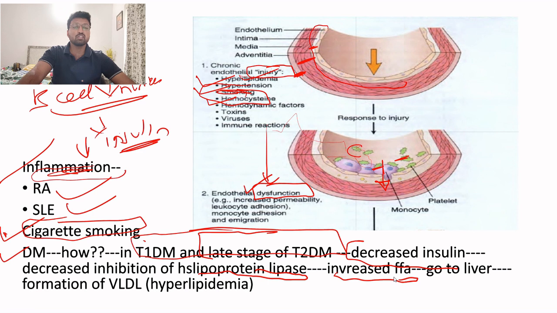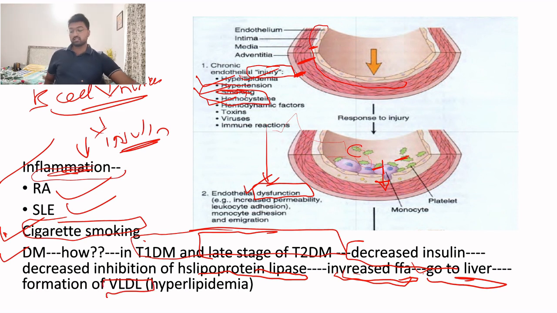Function of lipase. What is the function of lipase? Lipase, the function is to break down triglycerides into free fatty acids. So when there is an increase in the activity of lipoprotein lipase, there is an increase in the production of free fatty acids. Where will these free fatty acids go? They will go to the liver. Okay, they will go to the liver, and when they go to the liver, there is formation of VLDL.